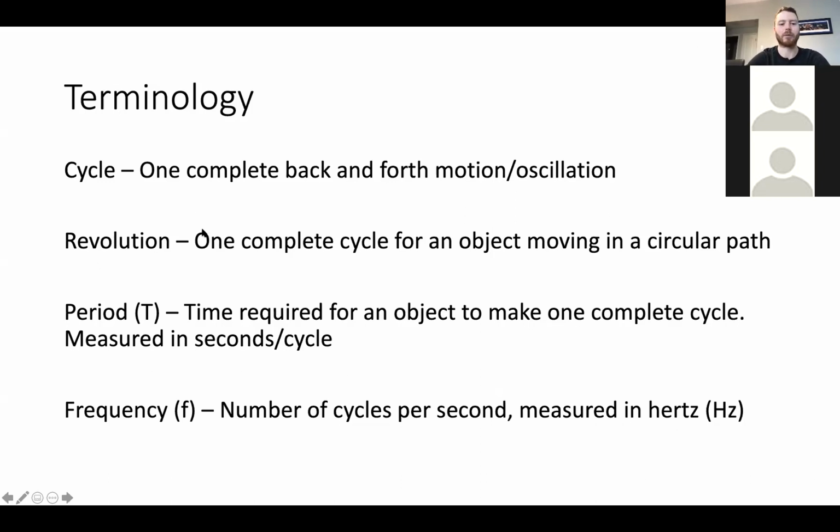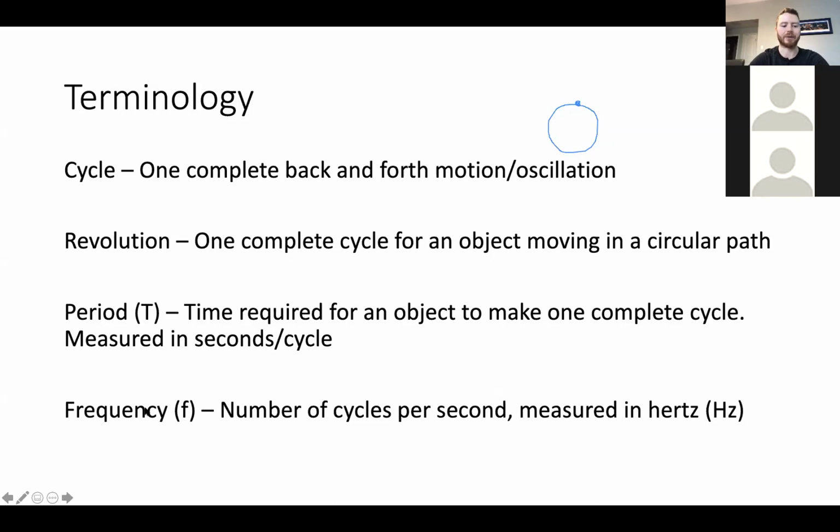A revolution is one complete cycle for an object moving in a circular path. So for example, for a planet, if it starts out right here, as it goes around the circle and comes back to the starting point, that is one revolution, okay? Time or period is big T, okay? Make sure you remember that. This is the time required for an object to make one complete cycle. So how long it's going to take that object to start here and return to that point. That is the period of a rotating object.